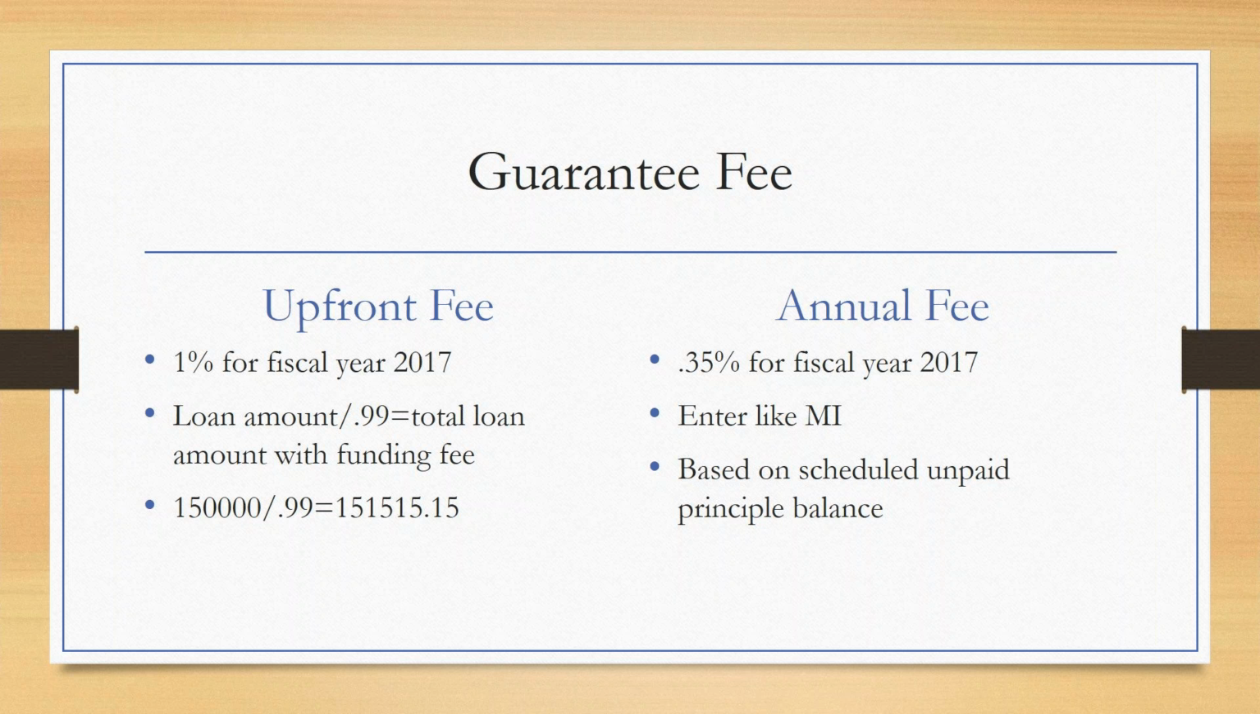The part that's different about it is that it's based on the scheduled unpaid principal balance. So that means if your borrower makes any additional principal payments, the annual fee is still going to just be based on what the scheduled principal balance was supposed to be in month 12, in month 24, in month 36, throughout the term of the loan. So the annual fee is for the life of the loan. It does decrease as the scheduled unpaid principal balance decreases, but there won't be any difference in payment if the borrower makes a principal reduction payment.